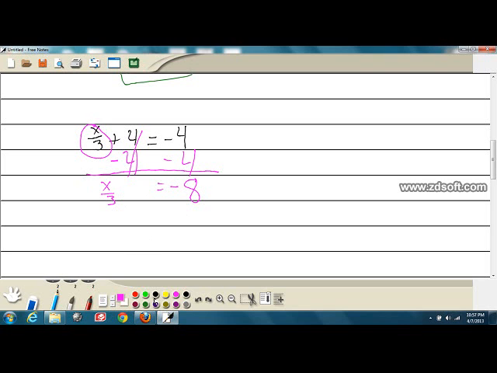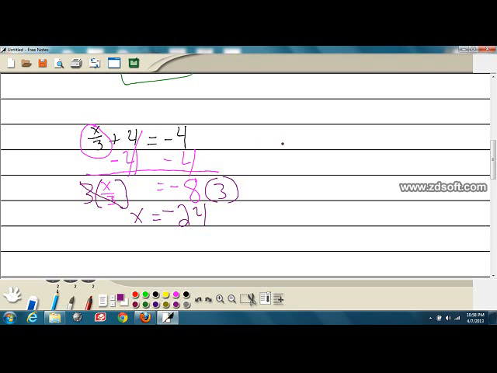So now we need to get rid of the divide by 3. So what's the opposite of division? One more time. What is the opposite of division? Hopefully you said multiplication. So we multiply. So the 3's cancel out. The x is all by itself because we got it by itself now. Now negative 8 times 3, 8 times 3 is 24. But since we have the negative, it's going to be negative 24.